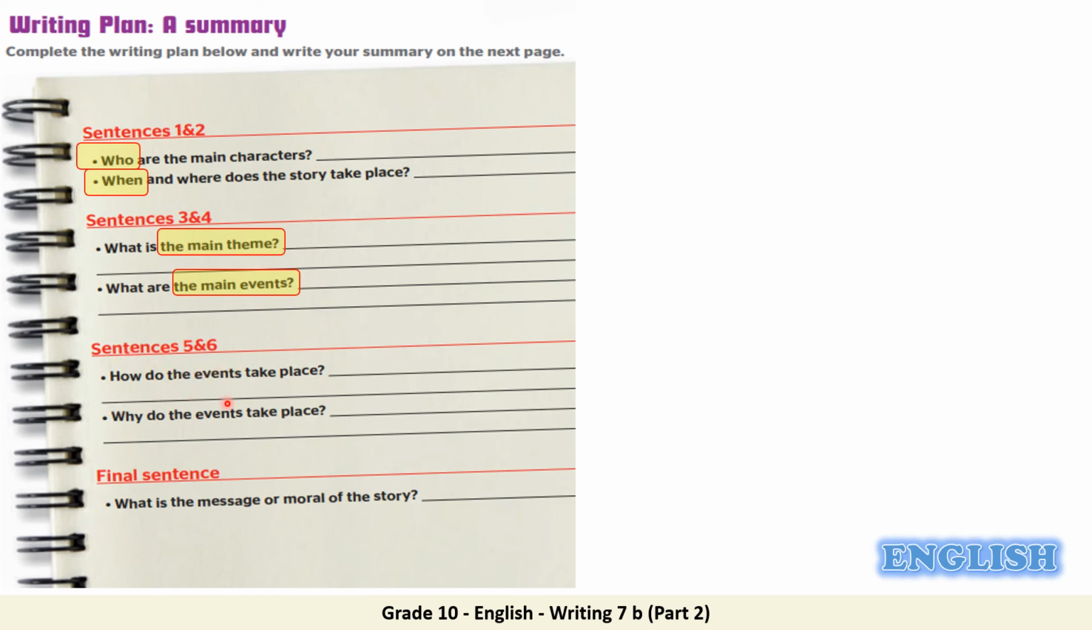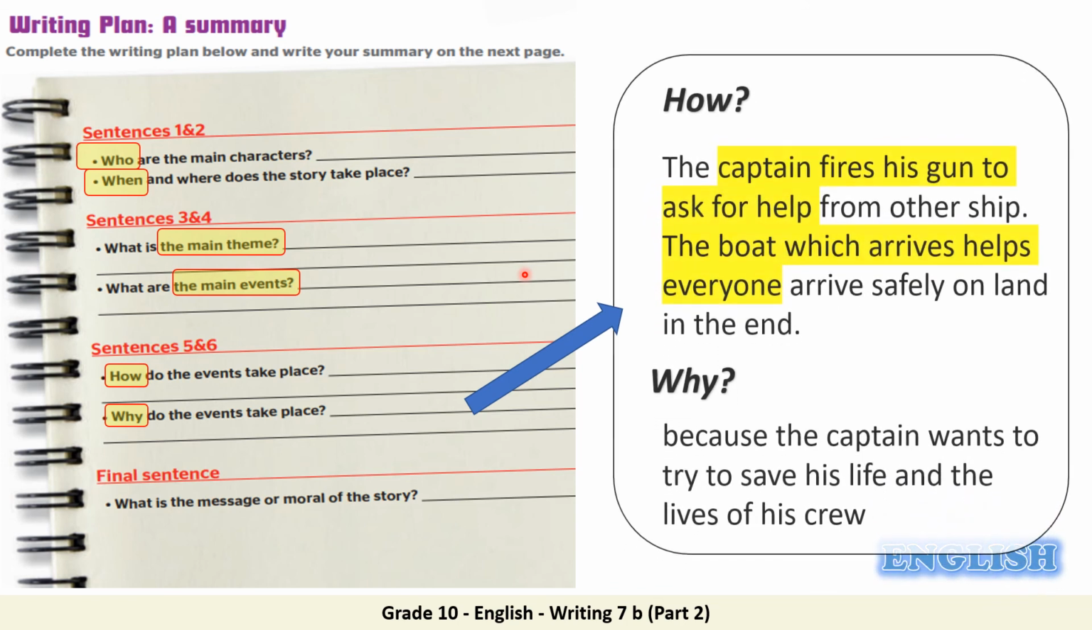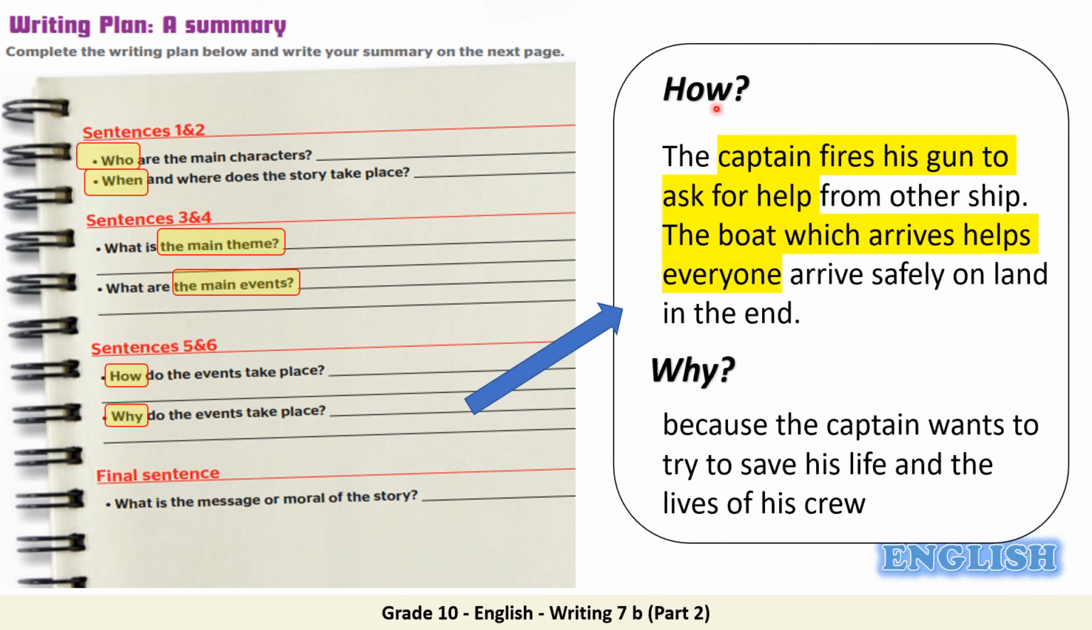Let's now go to sentences 5 and 6. How do the events take place? And why do the events take place? So now, I want you to answer these questions from the text. Let's continue. How? You might say the captain fires his gun to ask for help from other ships. The boat which arrives helps everyone arrive safely on land in the end. Why? Because the captain wants to try to save his life and the lives of his crew.